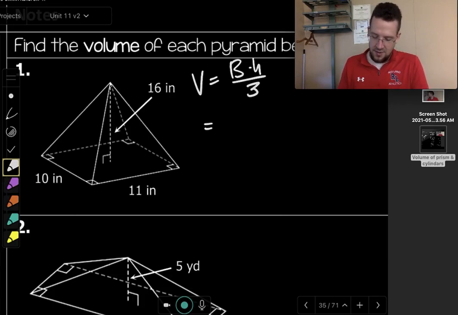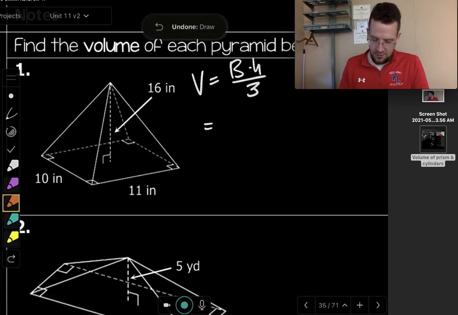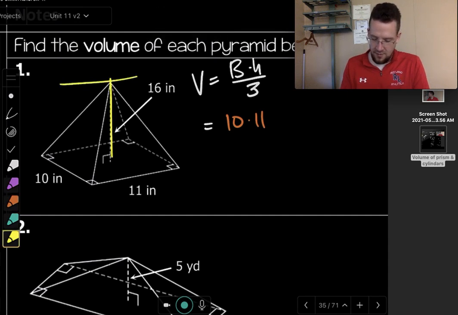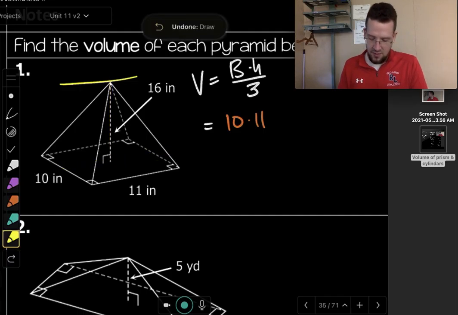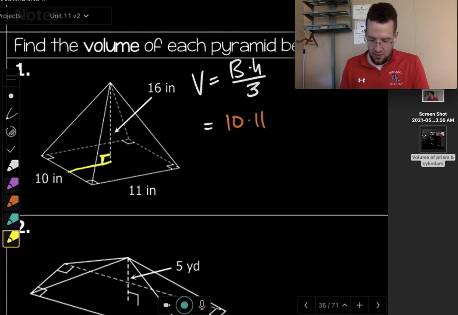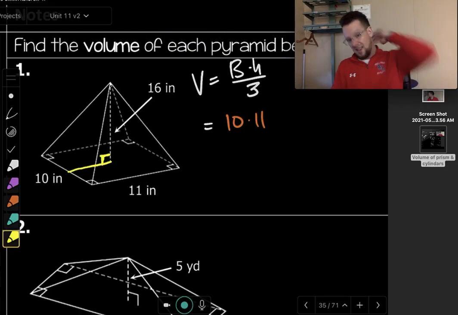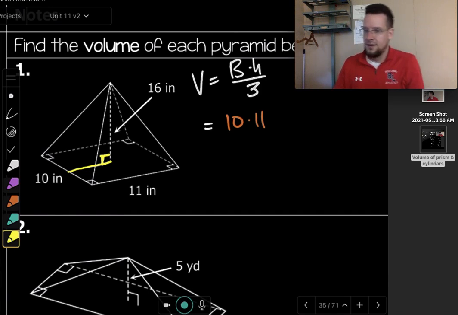So let's see. The area of the base, well, this is a rectangle. So simply this is 10 times 11, and then the height of the figure is from the top to the base, right? Notice the height is making a right angle here. And I think one of the hallmarks we have to be able to recognize is that the height is always perpendicular to the base. And in our case right here, the height is 16.